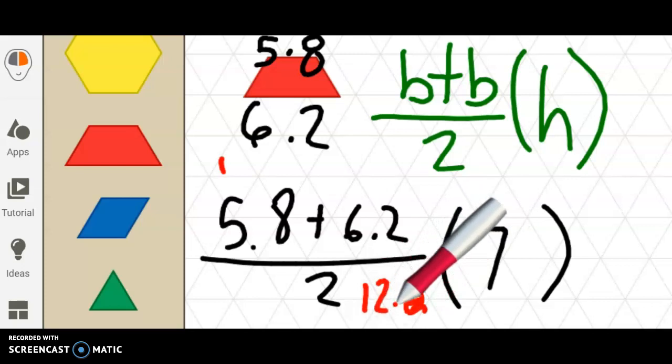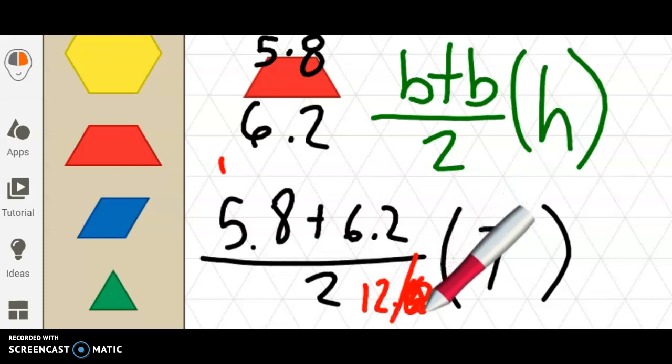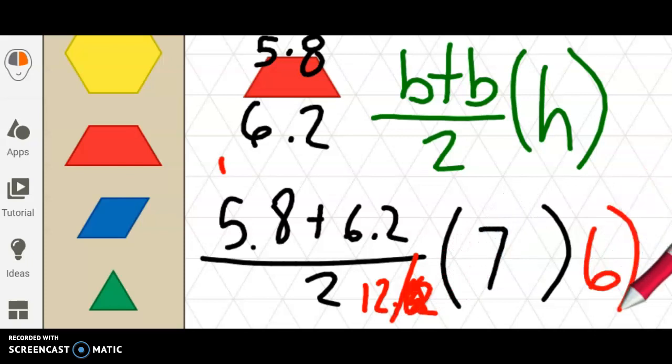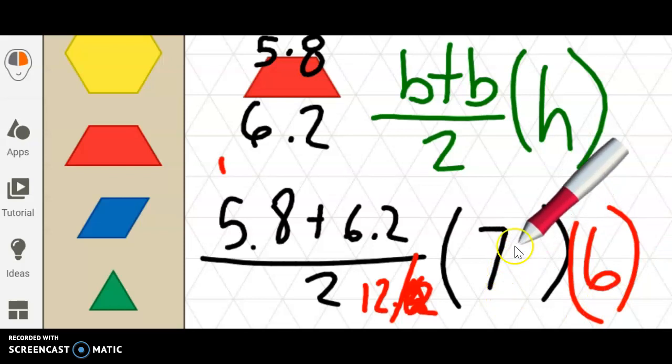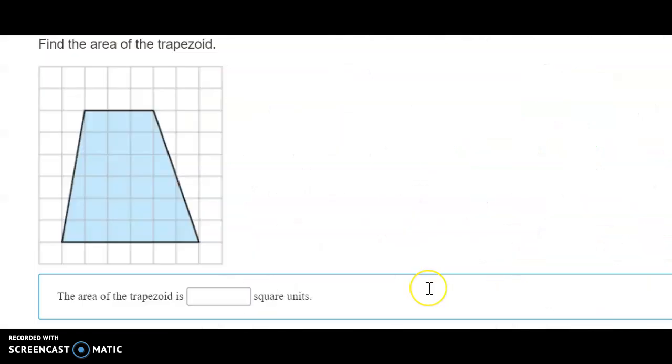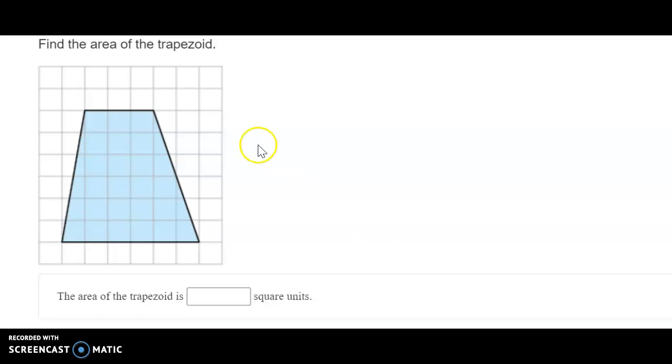Now I'm going to take my 12 and divide it by 2, and that's going to give me 6. And now I just have to take my 6 and multiply it by my height, which is 7. All right, so we're finding the area of a trapezoid, and this time what they've done is they've given us little squares.